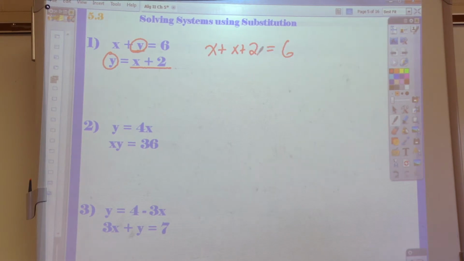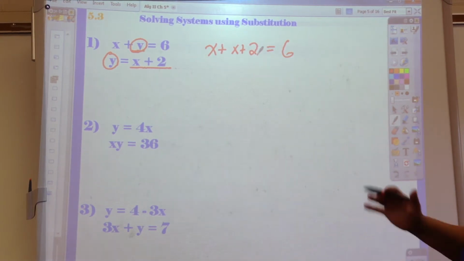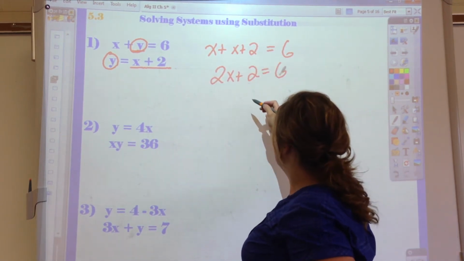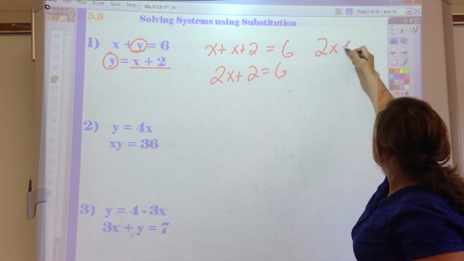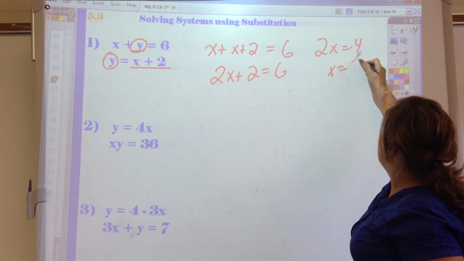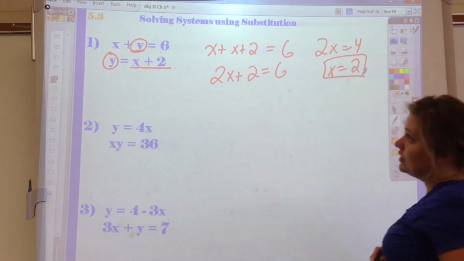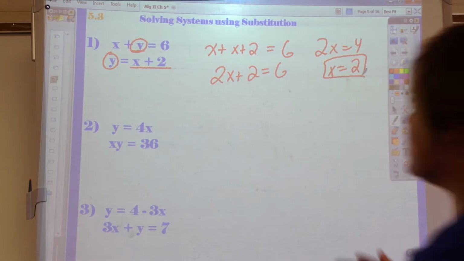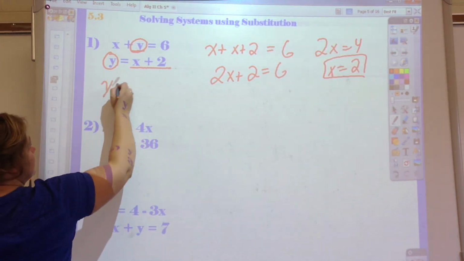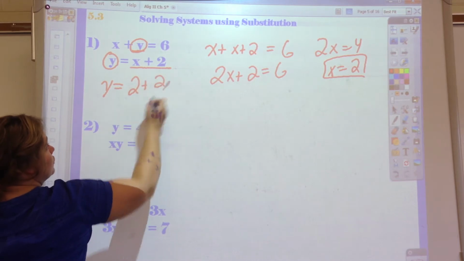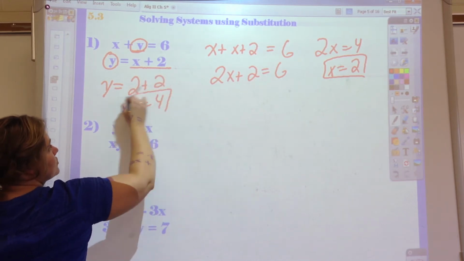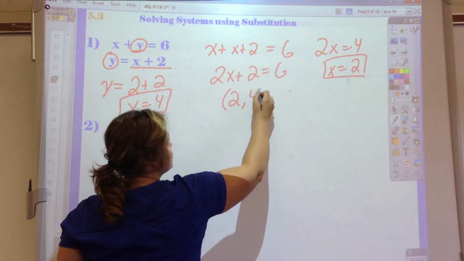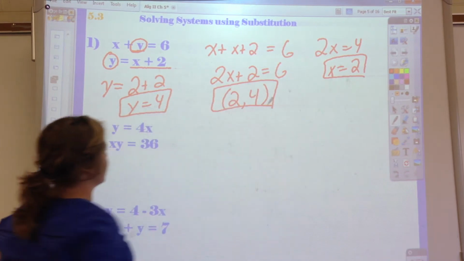Now I have one equation in terms of one variable. Let's go ahead and combine like terms, get our variable alone, and solve. Now I have x equals 2. Now I'm not quite done because I also need to know what y is equal to. I'm going to come over here and in my y equals equation, plug in what x was equal to. And now I have a solution. Graphically, this solution would be the point where x is 2 and y is 4.